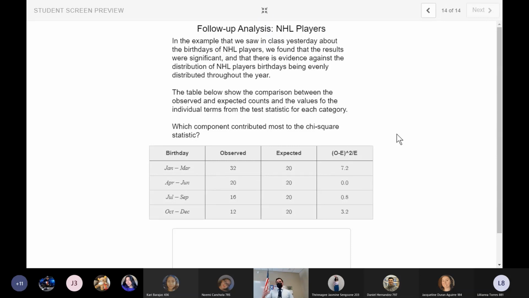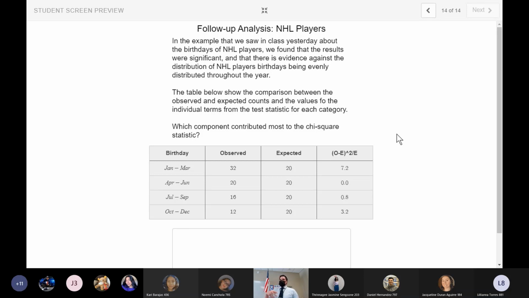So in the example we saw yesterday with the hockey players, the results ended up showing that there's not an even distribution of the birthdays throughout the year for people who make it to the NHL. We ended up seeing the component that contributed the most to the chi-square statistic is the January through March quarter. It had the largest variance between observed and expected, and it contributed the most to the chi-square statistic.